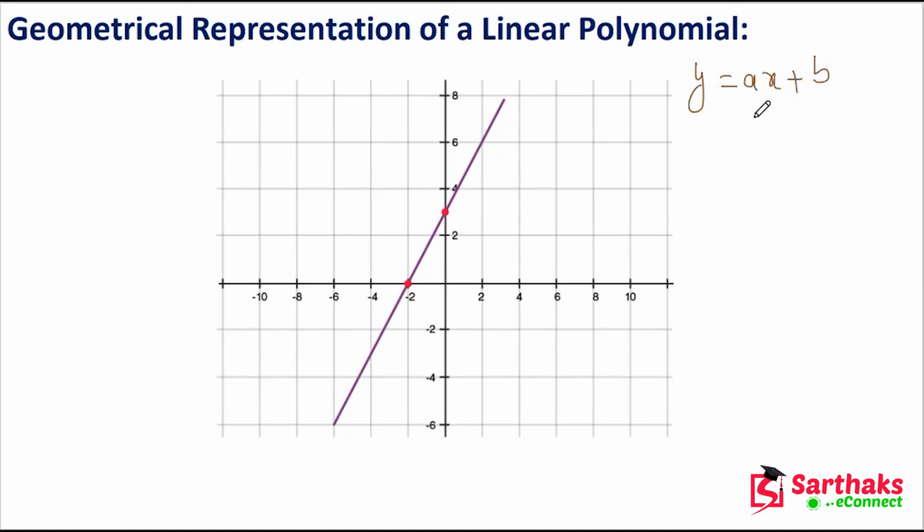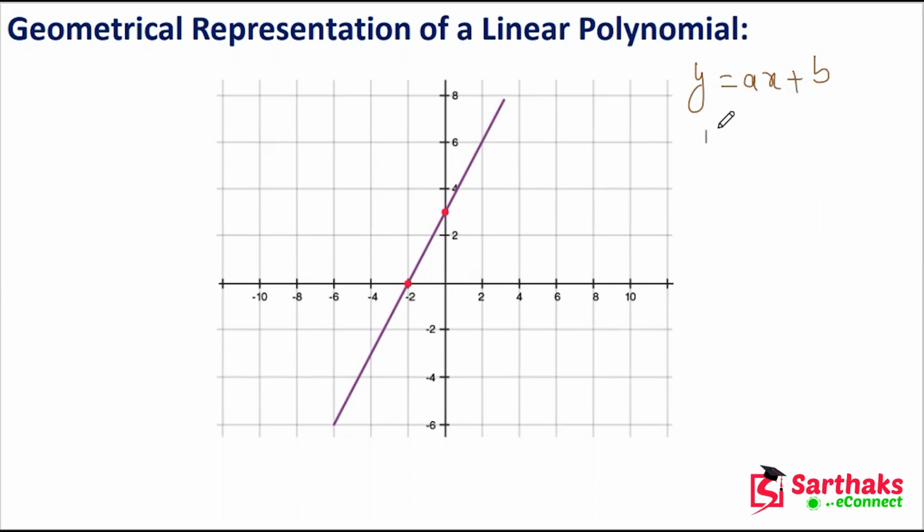So it cuts the x-axis exactly at one point. Okay, so we know that the graph of a linear polynomial is a straight line, so it is called the linear polynomial. Since a straight line can be determined by 2 points, only 2 points need to be plotted to draw the graph of y is equal to ax plus b. So what are these points?